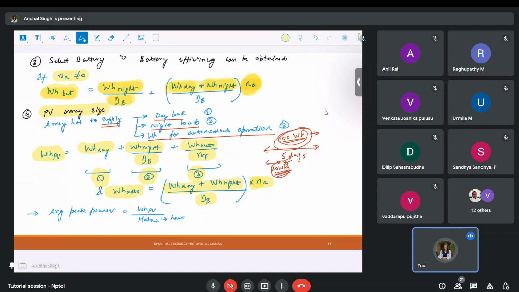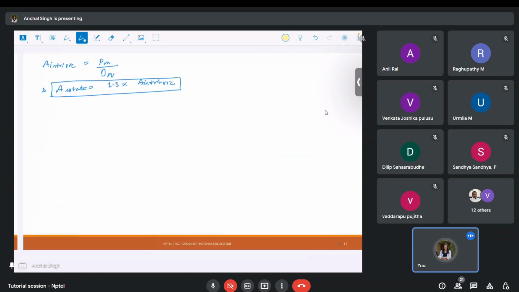Now, after obtaining the watt hour PV, next thing I'll obtain is average peak power. We'll just divide it with the equivalent hours that we have, and we'll obtain the average peak power that my system needs. And based on this average peak power, you know the relation of A intrinsic. That is the intrinsic area of the panel that you need. And you know that for practical applications, we need to multiply this by a factor of 1.3 in order to calculate the estate area. So this is how we design our solar PV systems.